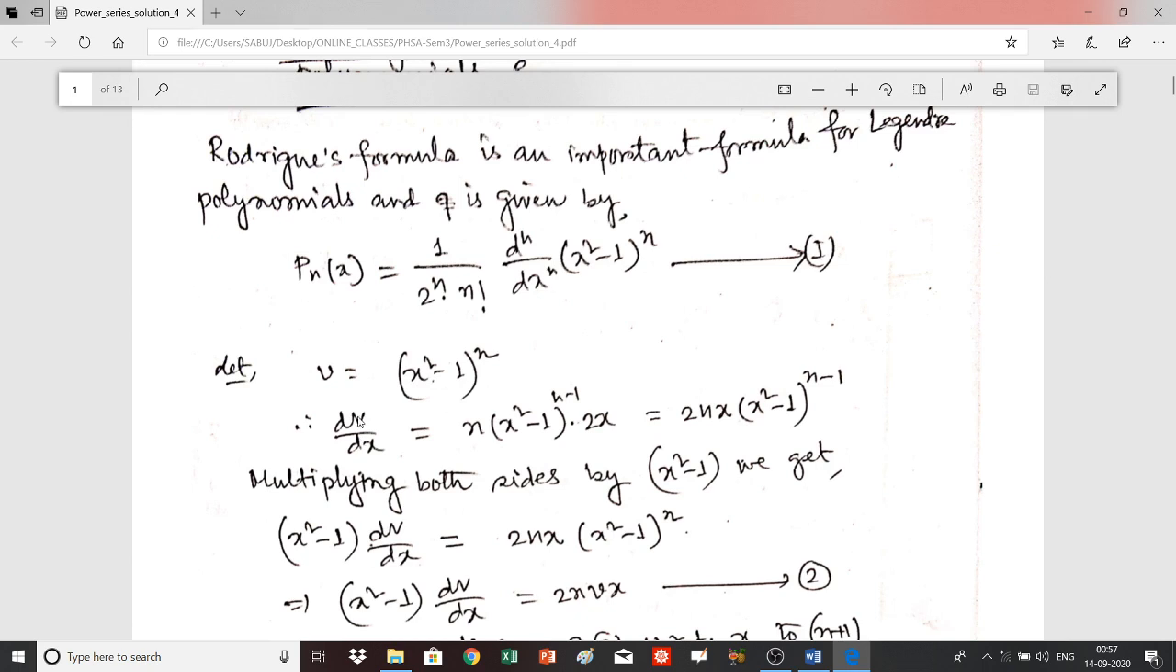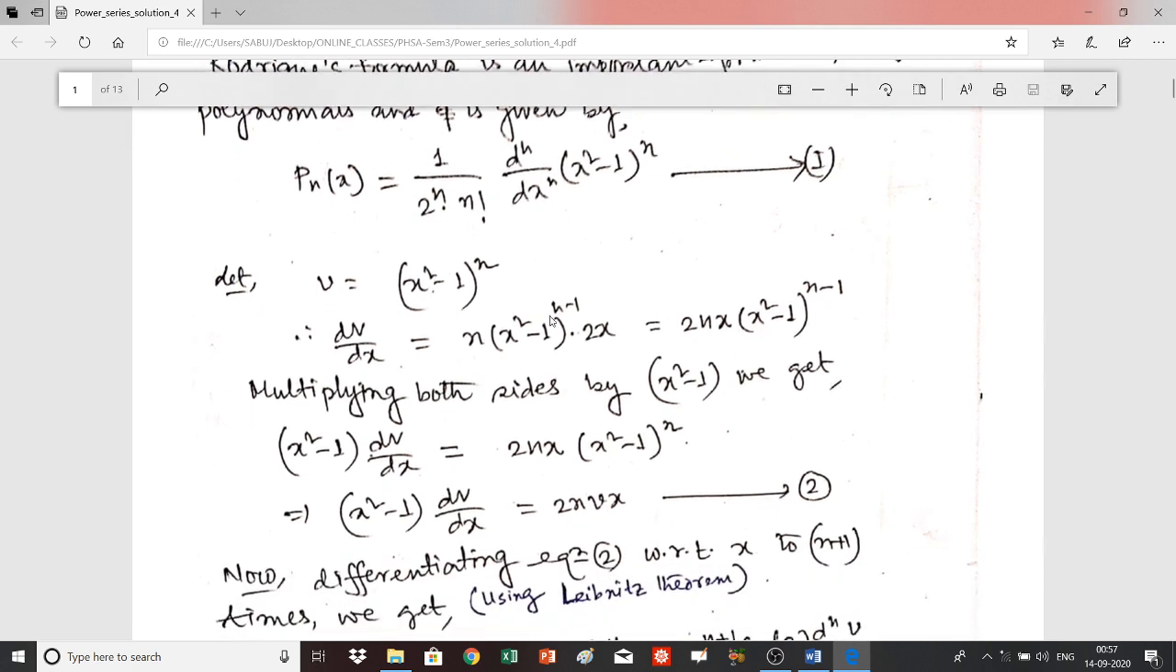The first differentiation of v with respect to x is equal to n into (x square minus 1) to the power n minus 1 into the differentiation of x square, that means 2x, which is equal to 2nx (x square minus 1) to the power n minus 1. Now we multiply this relation, dv by dx equal to 2nx into (x square minus 1) to the power n minus 1, by the term x square minus 1.